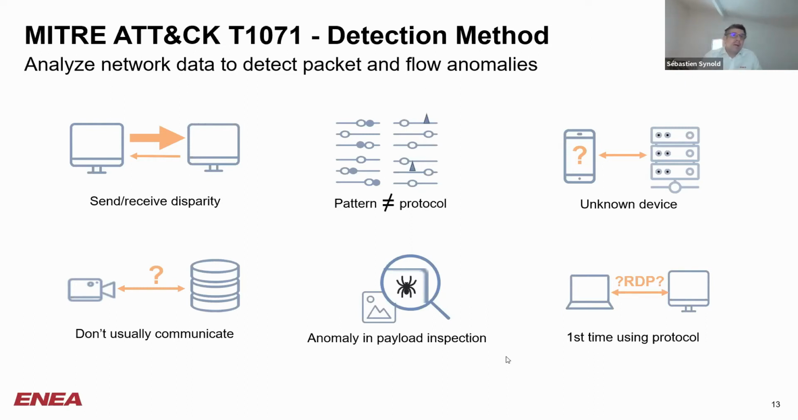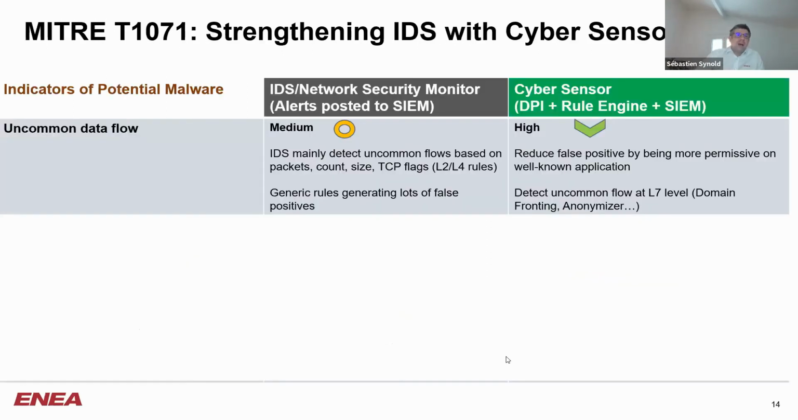And another example here is to analyze the payloads to identify anomalies. So that also can raise alerts about possible command and control communication. So let's have a look at how a cyber sensor can complement an IDS to detect such a technique.